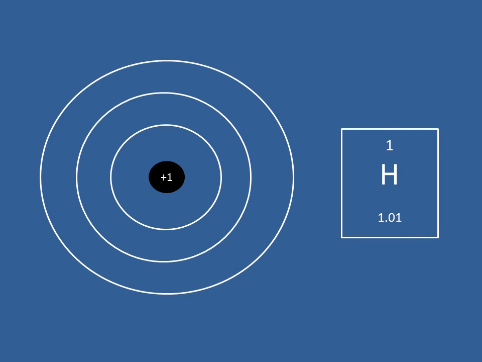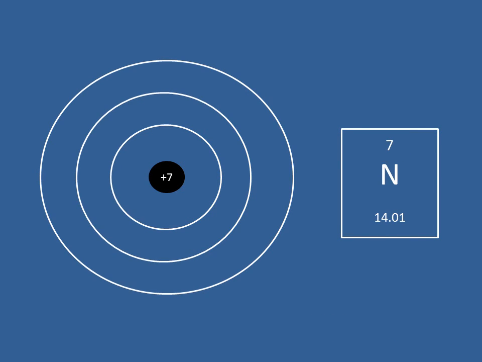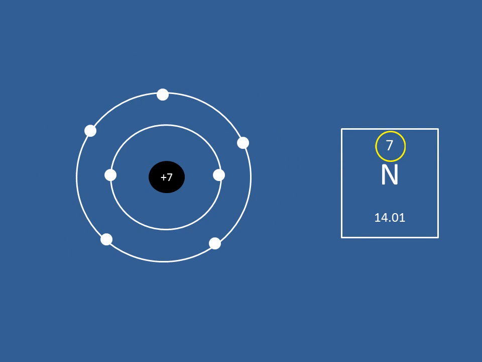For hydrogen, we see that its atomic number is 1 and thus has 1 proton in its nucleus. Now to balance that 1 positive charge, this atom has 1 electron in its first shell, so hydrogen just has 1 valence electron. For nitrogen, we see it has 7 positive charges, so we would put 2 electrons in the first shell and the remaining 5 electrons in the second shell. So nitrogen has 5 valence electrons.